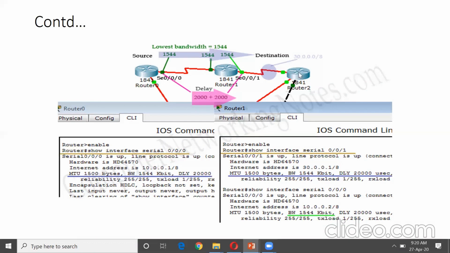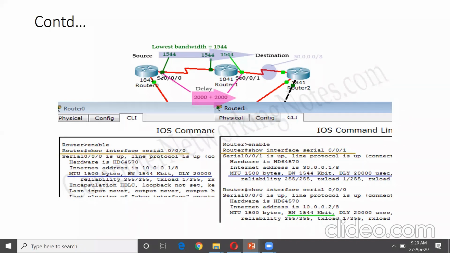The destination is here, router 2. You can observe the bandwidth of this interface is 1544, and this one is also 1544. So what is the formula? 10 raised to 7 divided by least bandwidth. The bandwidth is the same here as serial interfaces are used, so we need to use 1544. 10 raised to 7 divided by 1544. Whatever answer comes, we need to add the delay of the outgoing interface.